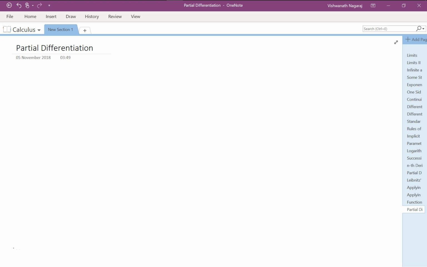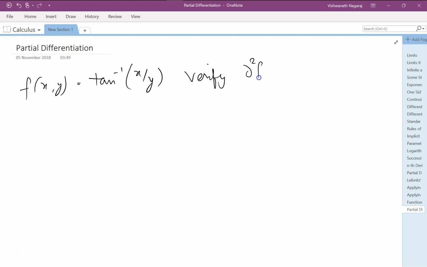Let's do some problem solving in partial differentiation. Let's say f of x comma y equal to tan inverse of x by y. Now what we have to do is verify that dou square f by dou x dou y is equal to dou square f by dou y dou x. Okay, so now we know we have to differentiate it twice. Remember, we have to do it with respect to x and then with respect to y.